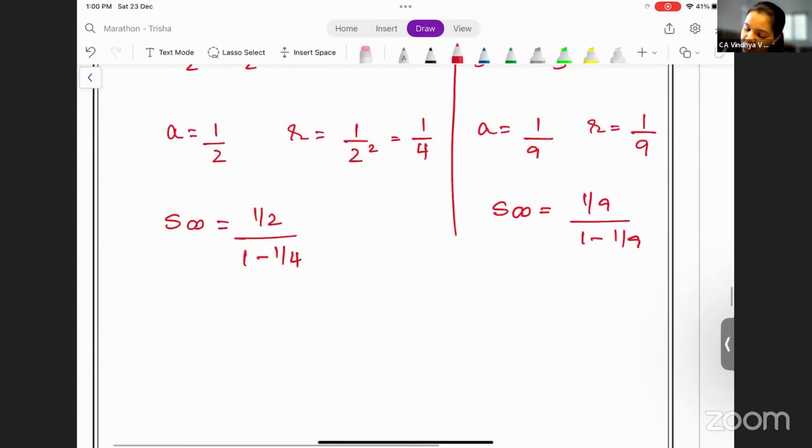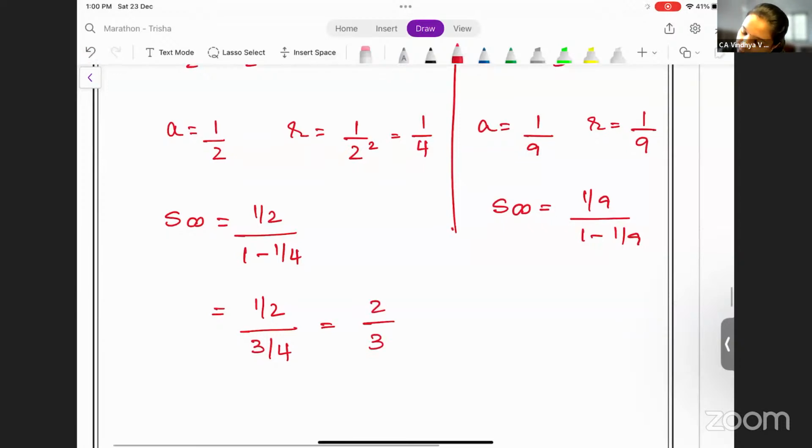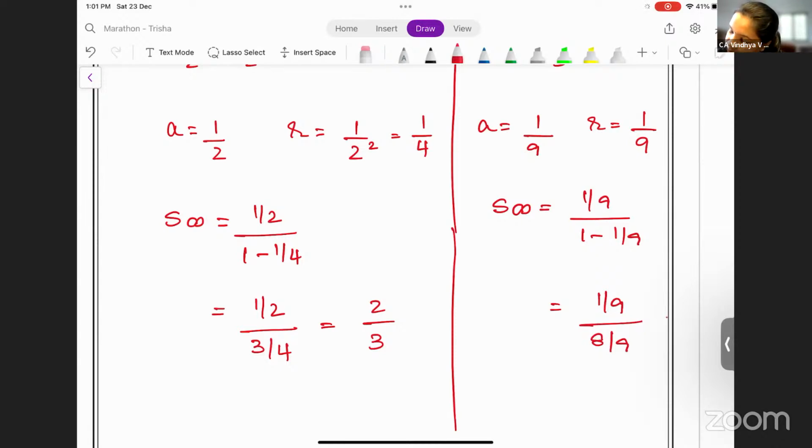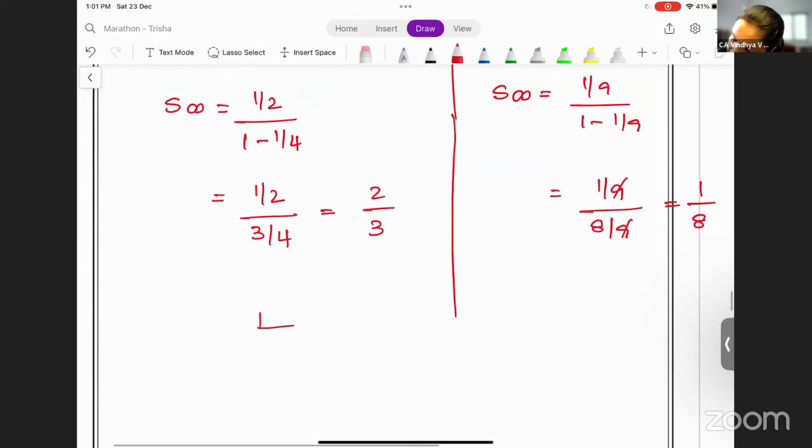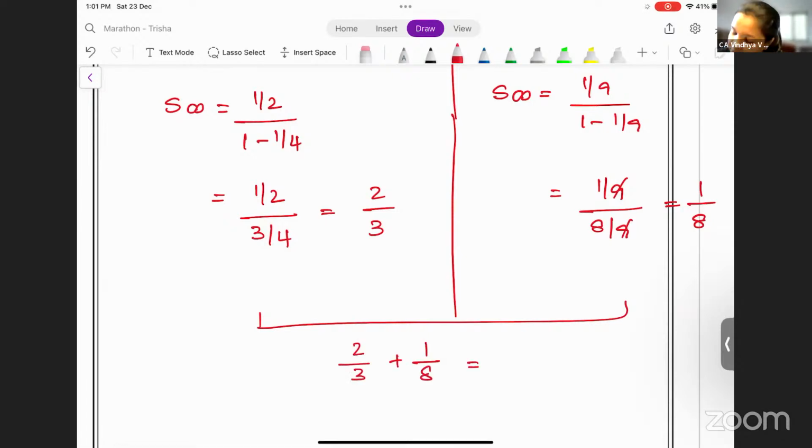So once you simplify this, you will get 1 by 2 divided by 3 by 4. Simplify this, you will get 2 by 3. And here you will get 1 by 9 divided by 8 by 9. When you simplify this, you will get 1 by 8. 9 gets cancelled, so 1 by 8. Okay. Now you have to add these two because they have asked you the total of this. So when you add these two, you will get 2 by 3 plus 1 by 8.